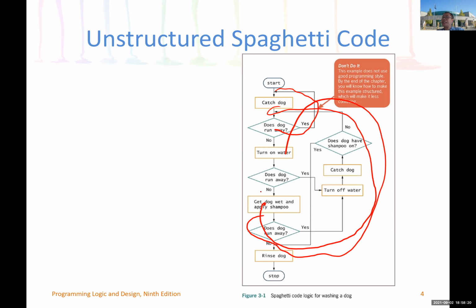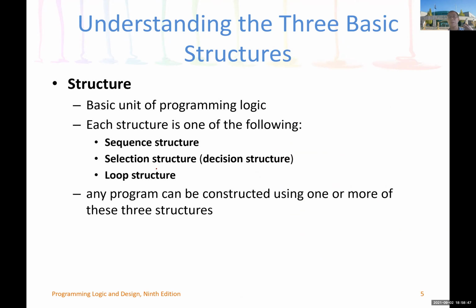Okay, so you understand the three basic structures. A structure is a basic unit of programming logic. Each structure is one of the following. Basically, for coding, you only have three structures in every program. The first one is the sequence structure. Everything is in order, from the first statement to the second to the third and so on. And the second one is the selection structure.